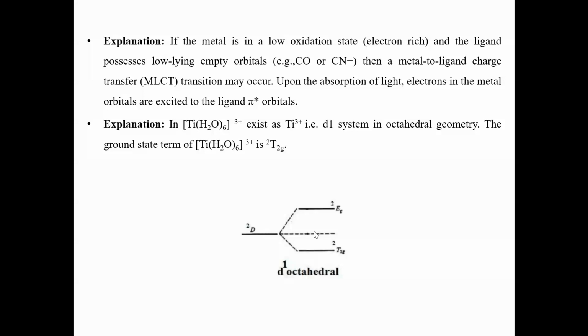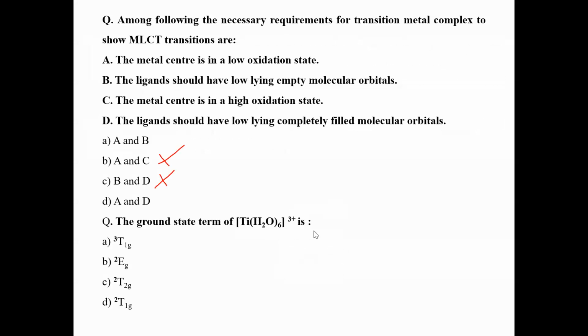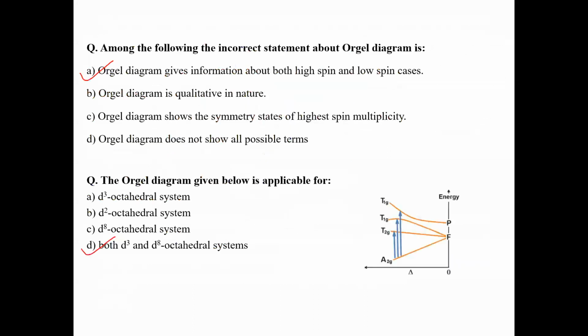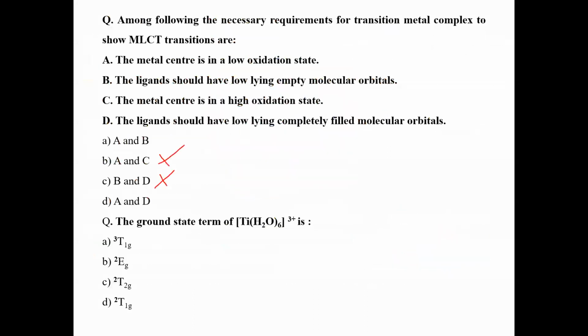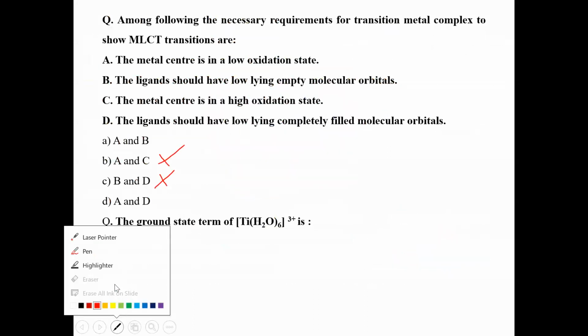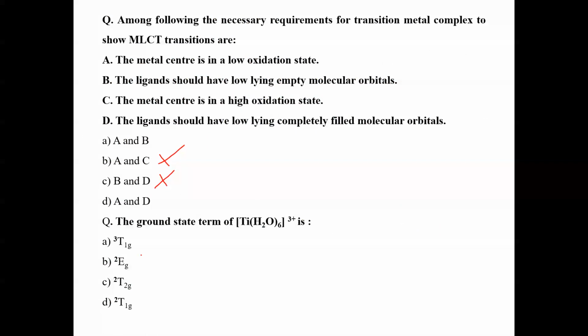So the metal is in low oxidation state, and the ligand possesses low lying empty orbitals. So the A and B option will be the right answer. If they have filled orbitals, how can they basically donate the lone pairs? So it will be the right one.